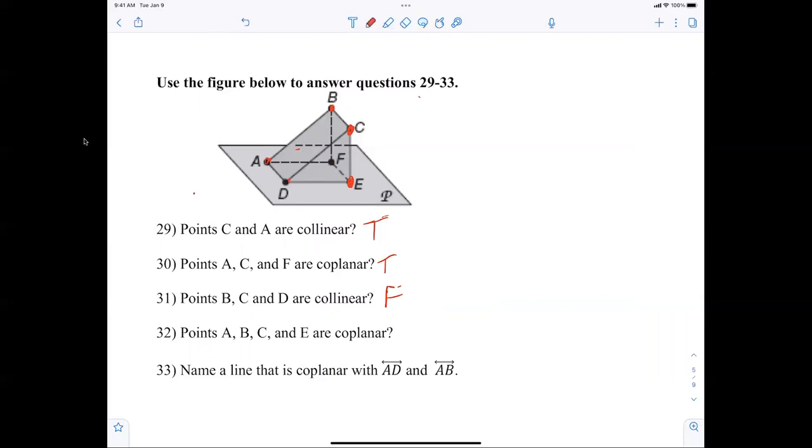All right. Last one here. Name a line that is coplanar with AD and AB. So AD is this right here, and AB is this right here. So what line could we talk about? CD or BC? Yeah, that would be good.